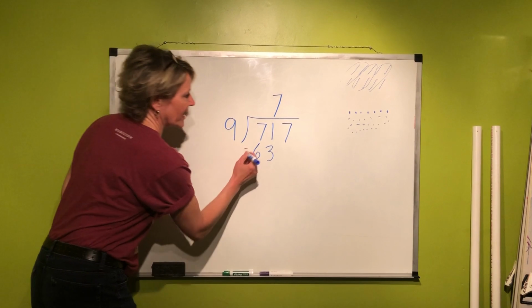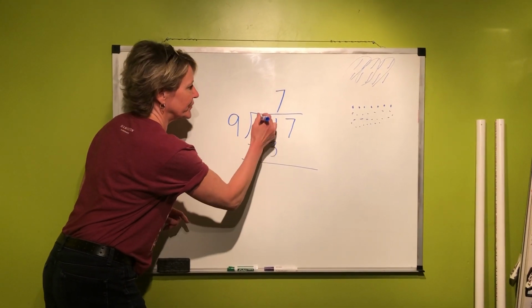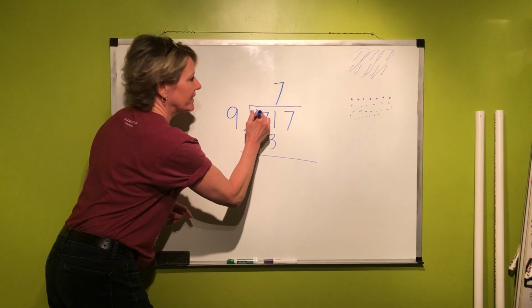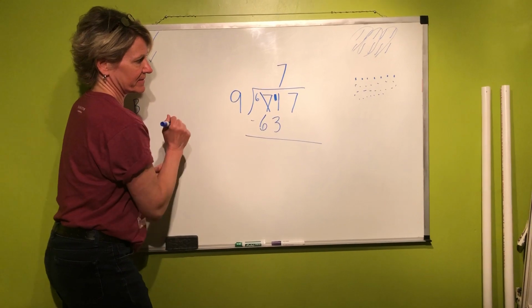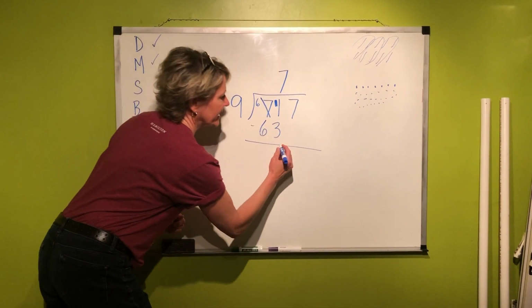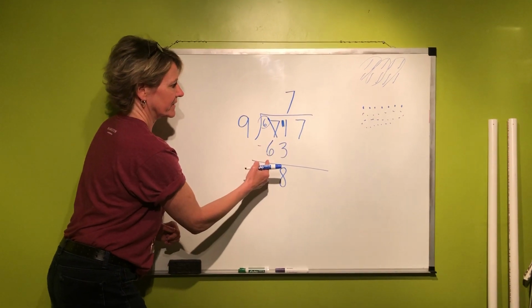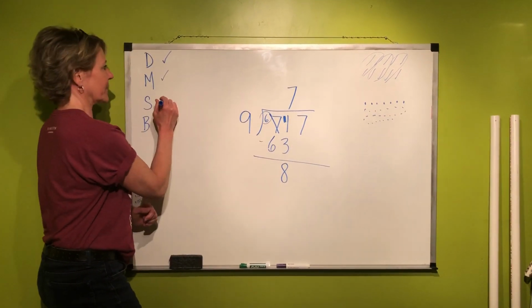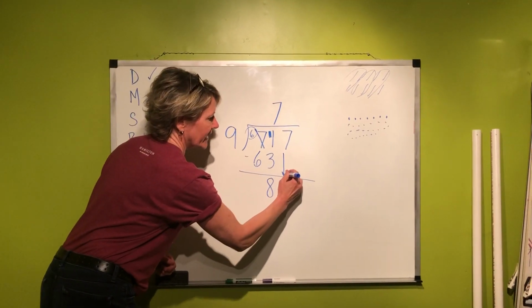I'm ready to subtract. 1, take away 3. No can do. Go to my neighbor, get some help. I'm not a 1 anymore. I'm an 11. 11 minus 3, 8. 6 minus 6, nothing. That was my subtraction. I'm ready to bring down. Here he is. Bring him down.